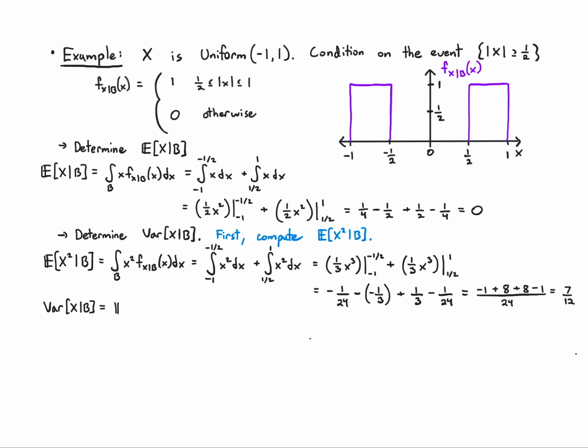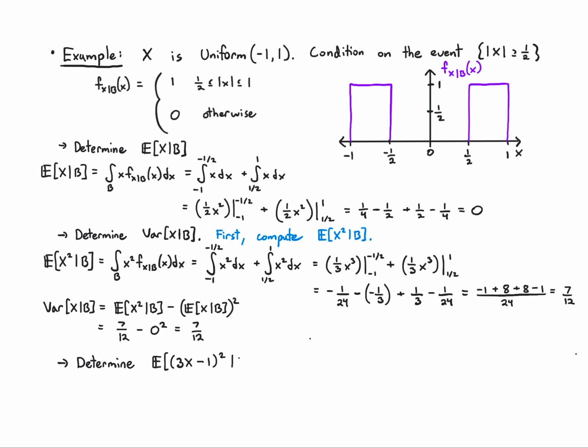Okay, so now I can use my alternate variance formula. The variance of x given B is going to be E of x squared given B minus the square of E of x given B. We already worked that out, and that's going to be 7/12 minus, in this case, 0 squared. So again, 7/12.